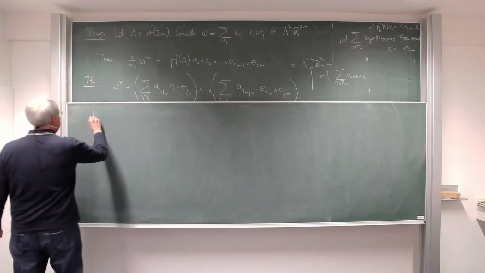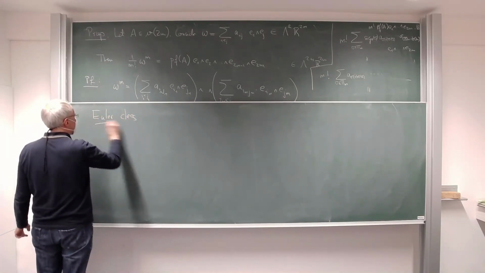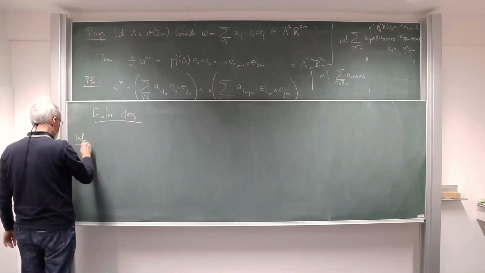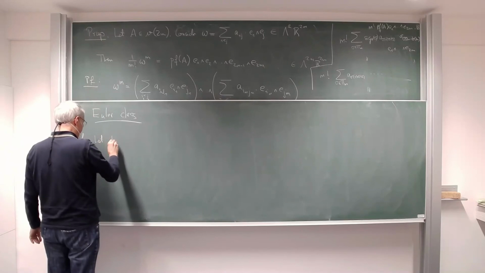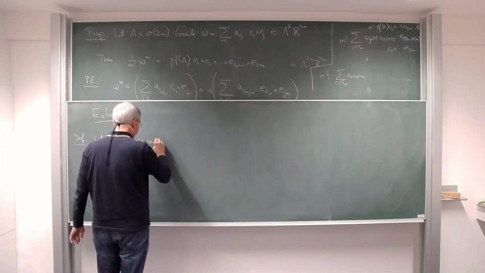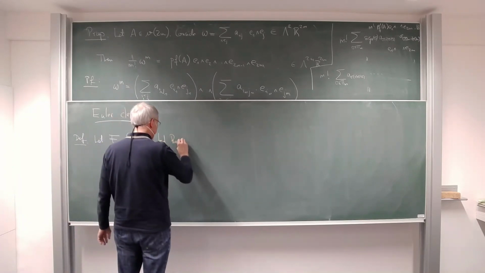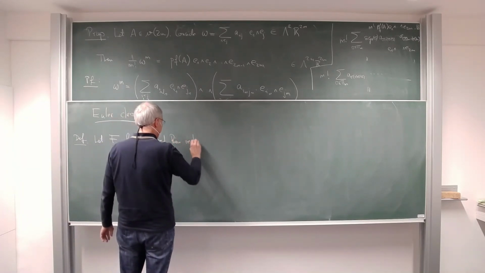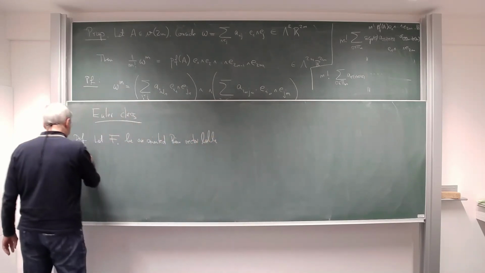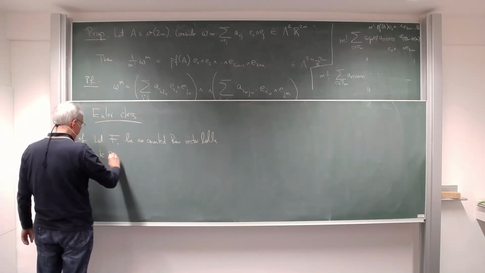Euler class. So, definition. Let F be an oriented Riemannian vector bundle of rank 2n.